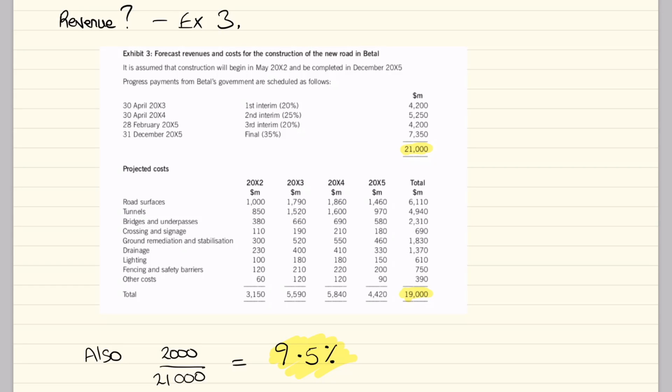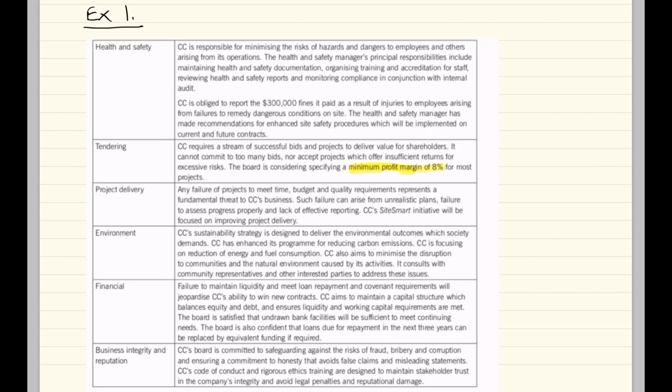So it's important we put that in context, and the context we can put that in is in Exhibit 1. It talks about the minimum profit that management are likely to accept is of 8%. So 9.5% is clearly more than 8%, so that makes it quite financially attractive.